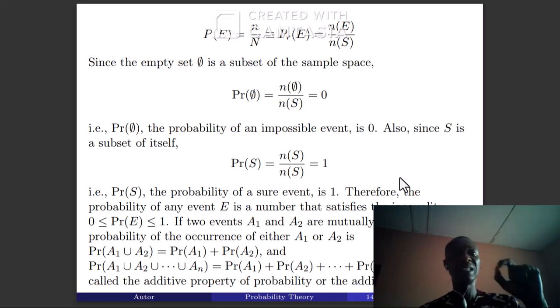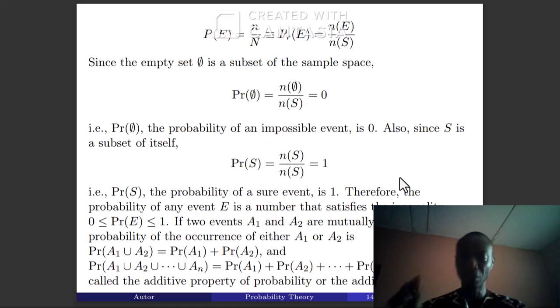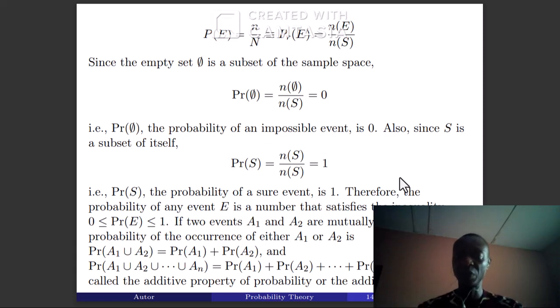If 0 is the probability that an event can never occur, an impossible event can never occur, and the probability that an event will occur is 1. If today is August 10, the probability that tomorrow will be August 11 is certain. That is 1, the probability of a sure event. And the probability that an event will never occur is 0.